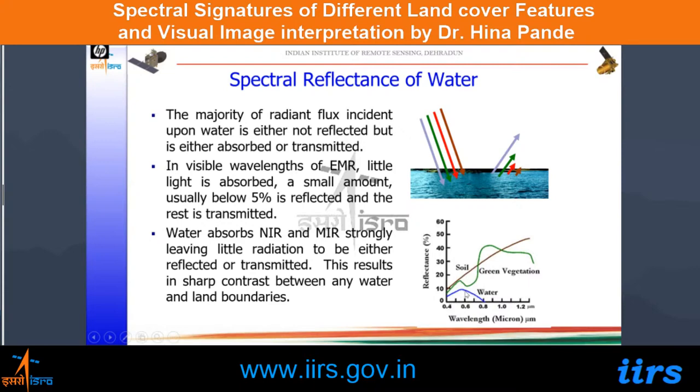So you see here. Then water absorbs strongly in the infrared region, both the near infrared and the mid infrared region, leaving little radiation to be reflected or transmitted. So you can see that here. So very little energy reaches back, almost none. So this results in a sharp contrast between any water and land boundaries. So the land-water boundary can be easily distinguished or marked.